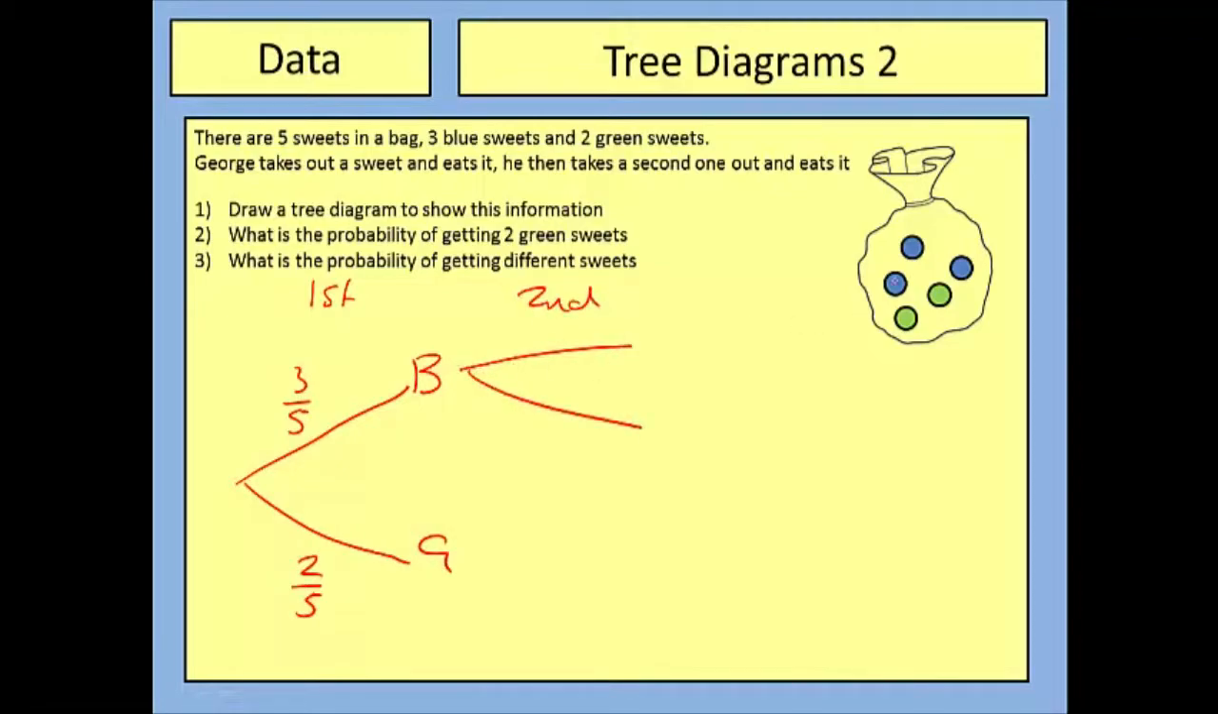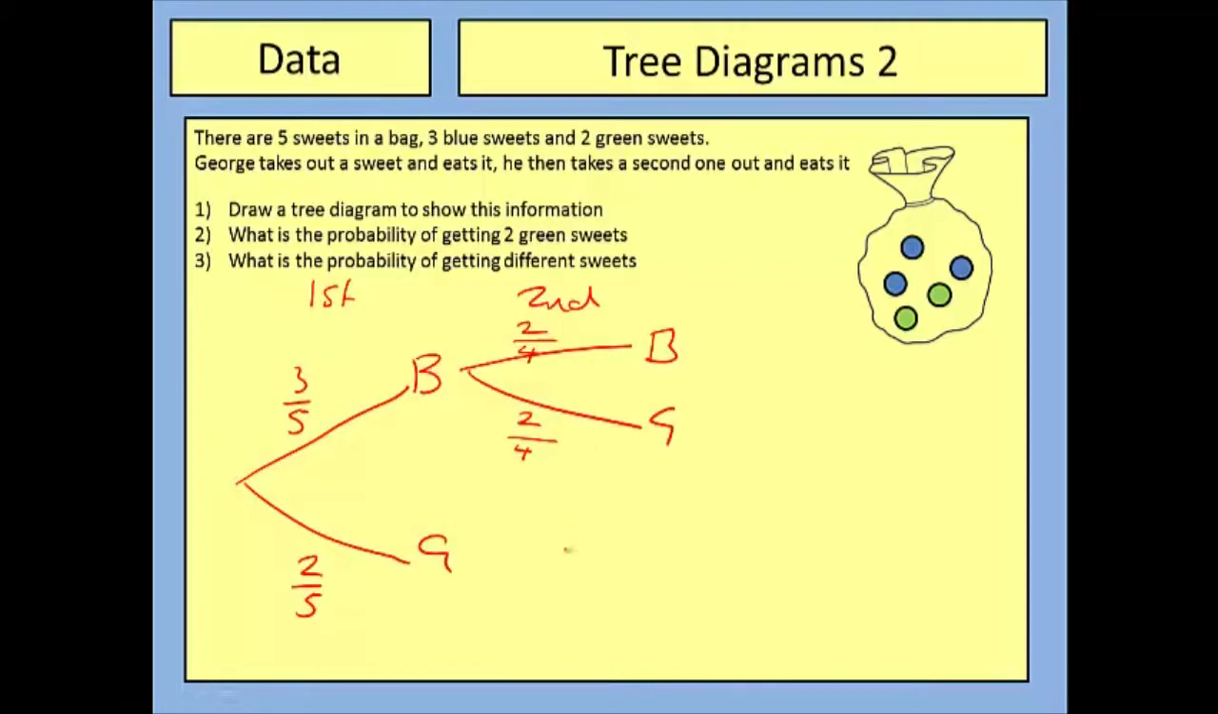Now in previous examples this would just repeat on my second pick, but actually what's happened here is that one of my blue sweets has now disappeared. So if one of them's now gone, there are now only 2 blue sweets out of 4 in the bag in total. In terms of the green sweets, there are still 2 in there, but there are now only 4 sweets in total in the bag.